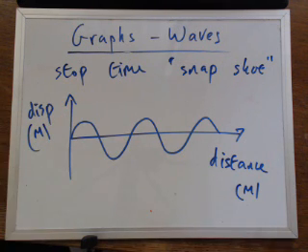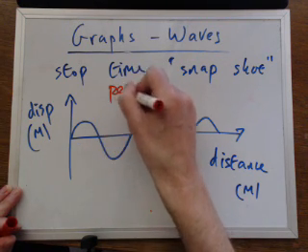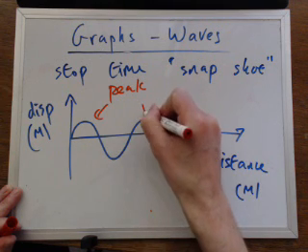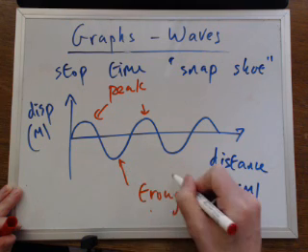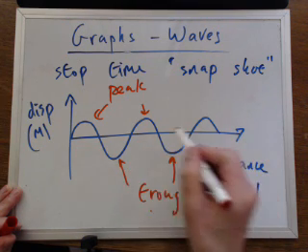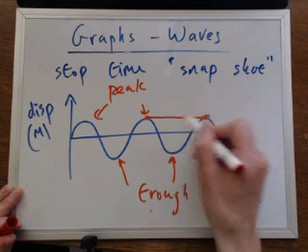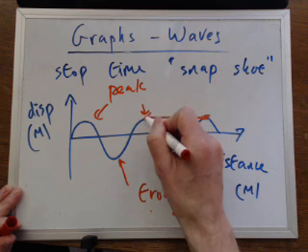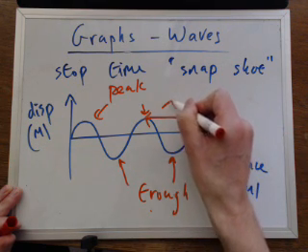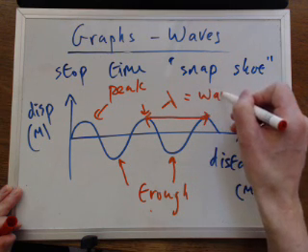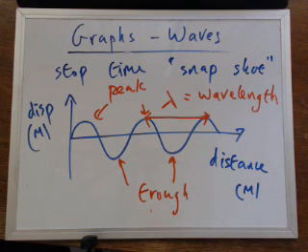This time, the distance between two parts in the cycle could be peak to peak, or trough to trough, or any other part of the cycle. The distance between these two places, where it's the same part in the cycle, is given by the symbol lambda, which is the wavelength.